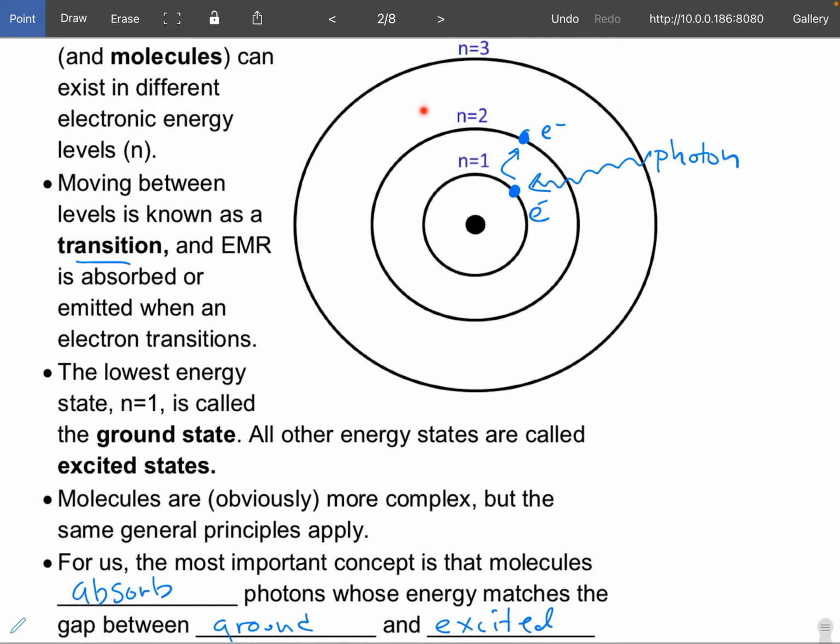Conversely, if we relax an electron from n equals 2 or n equals 3 down to n equals 1, that will result in the emission of a photon. And so for us, we're going to spend much more time worrying about absorption and not as much about emission, but we will see a couple examples of that.